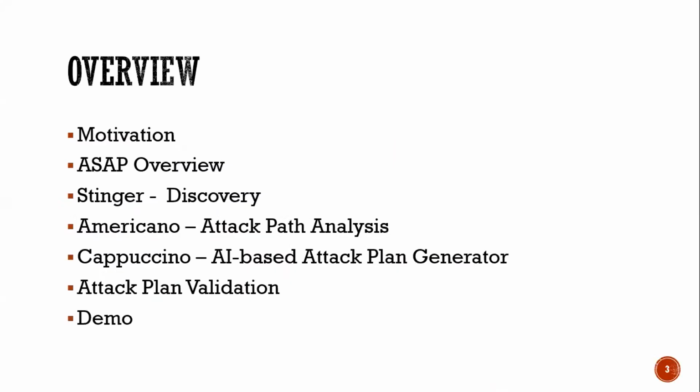So let's dive into the overview of the talk. What is the motivation? What would be the overview of our system, ASAP? There are three main modules in the system. Stinger, which is used for the discovery of information, both services and vulnerabilities in the network. Americano, which is used for analysis of different paths an attacker can take in a network, and Cappuccino, which is our AI-based autonomous attack plan generator. And finally, we do the validation of these attack plans, and we will jump into the demo after the end of the presentation.